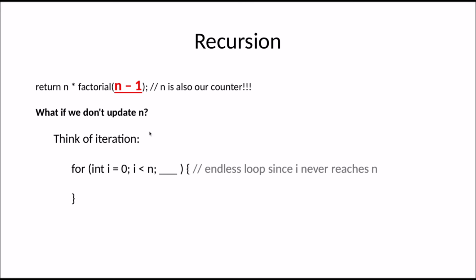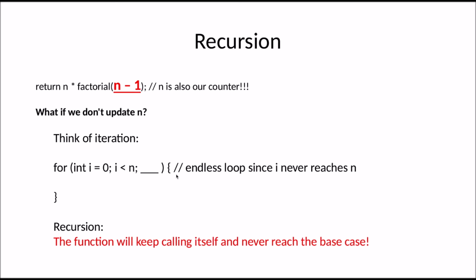So the n minus 1 essentially is the counter that I do at the end of the loop when I use iteration. So it's very important that we have the base case and that we do a counter to eventually reach that base case.